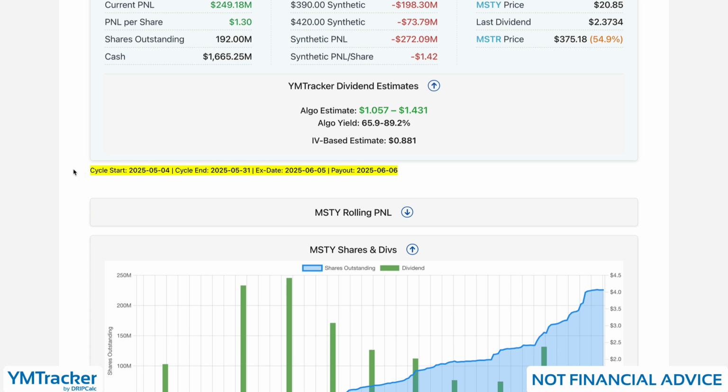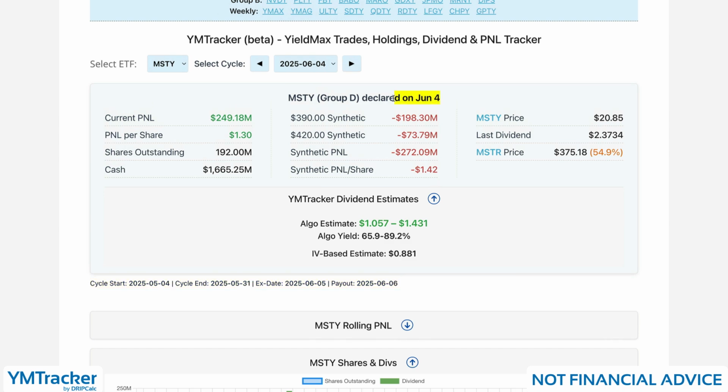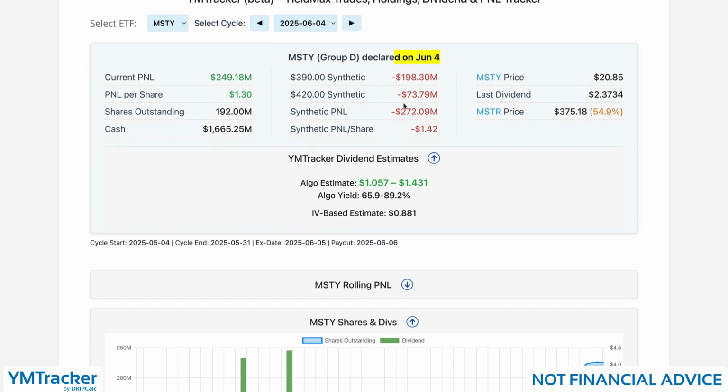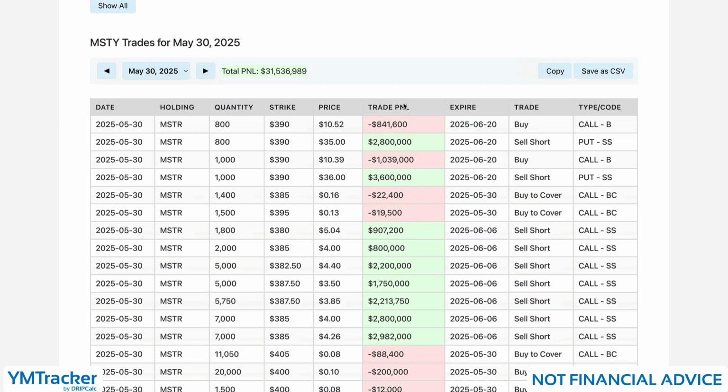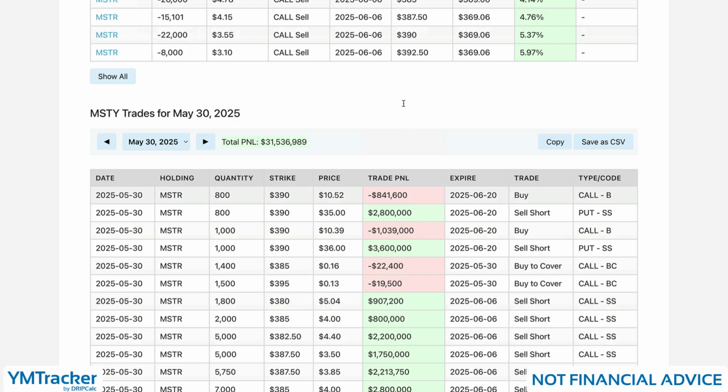One last thing here, we have basically a simple, small-text start date, end date, ex date, and the payout date for the cycle. And here you have the declaration date. Okay, so that more or less covers the YieldMax tracker. It's nearly complete at this point.